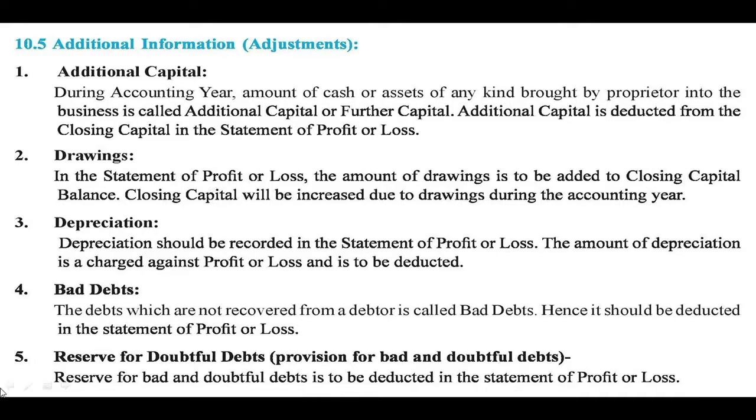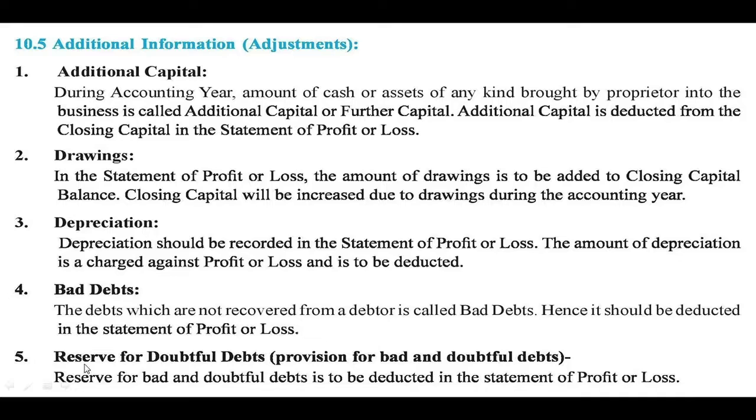Then there is depreciation. Depreciation is the loss in the value of asset. Since it is a loss, it is deducted from the statement of profit. Then the fourth one is bad debt. Bad debt is the amount irrecoverable from the debtors. It is also a loss, so it is deducted from the statement of profit or loss.